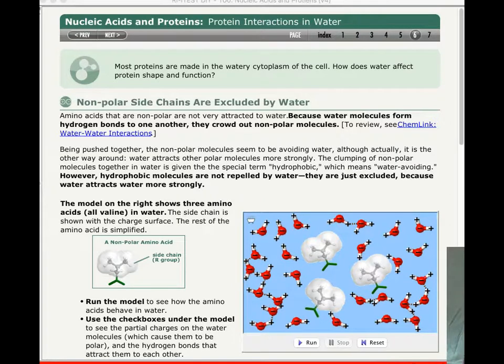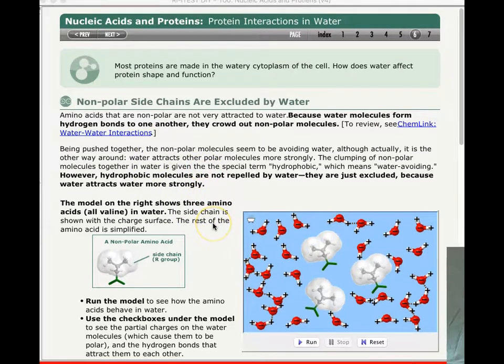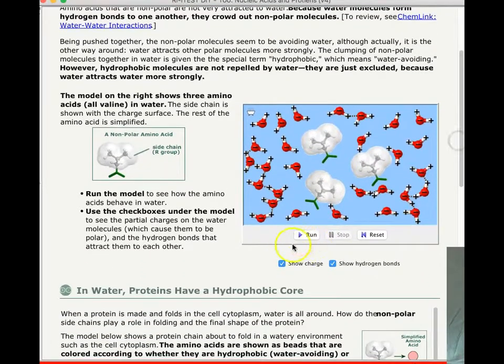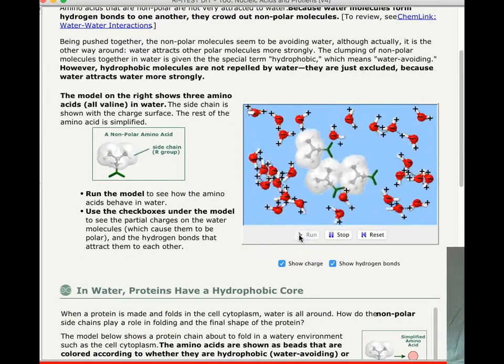Here's what you need to know for question 6. We're on page 6 here. And you can read all this. You can pause the video and read all this. Here's our nonpolar amino acid valine from the last page. And we're going to look at how valine reacts with water here.